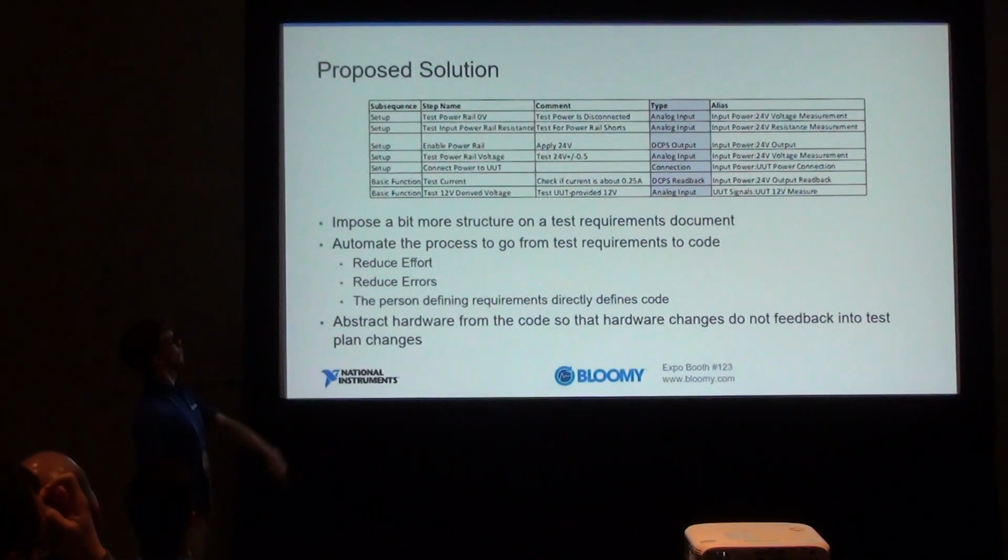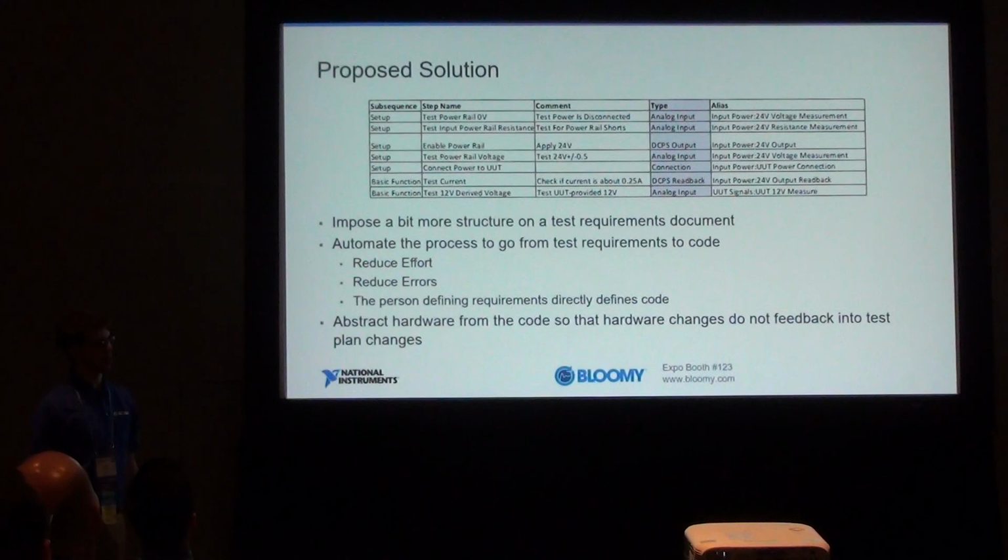Here, if we're applying 24 volts there in the third step down, we have a step name, the old power rail. We say some comment about it if we like. We have a type, that's a DC power supply output. And we have an alias. So we'll look more in depth. There's more to that chart. But this could be a test procedure, right? We can do this in this format. I think we can all agree that that's a workable thing.